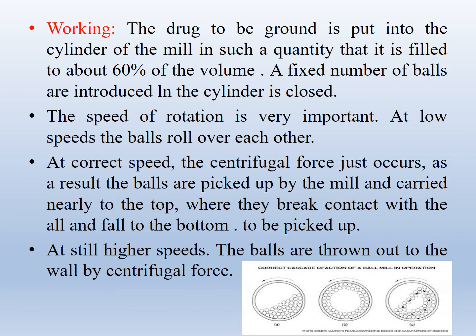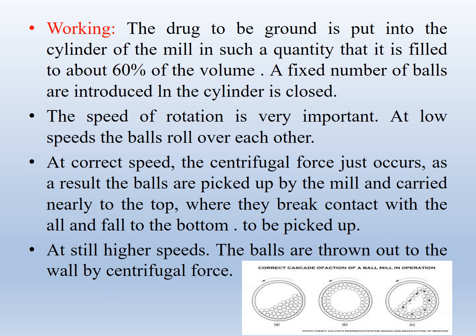Working: the drug to be ground is put into the cylinder of the mill in such a quantity that it is filled to about 60% of the volume. A fixed number of balls are introduced and the cylinder is closed. The speed of rotation is very important.